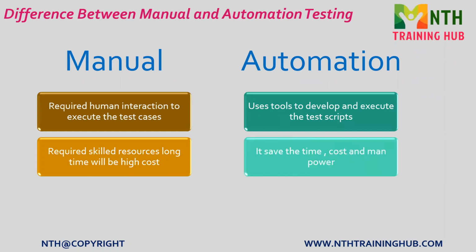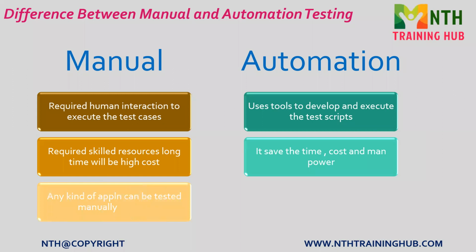Whereas automation will save time, cost, as well as manpower. 100 manual testing engineers is equal to one automation testing engineer, because he might cost 15 lakhs salary. But if I maintain 100 employees, it might go to 1 crore for 10 employees. Therefore, to save money, to save time, to save resources, automation testing is in high demand, and it is expected also.